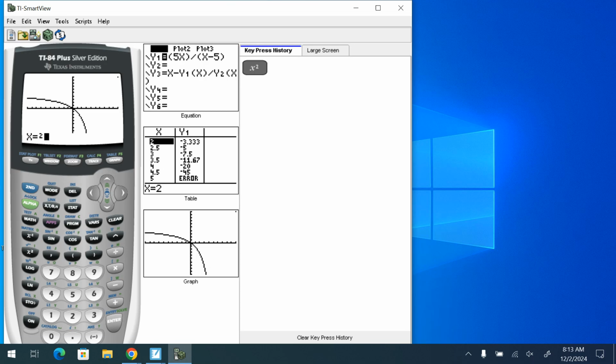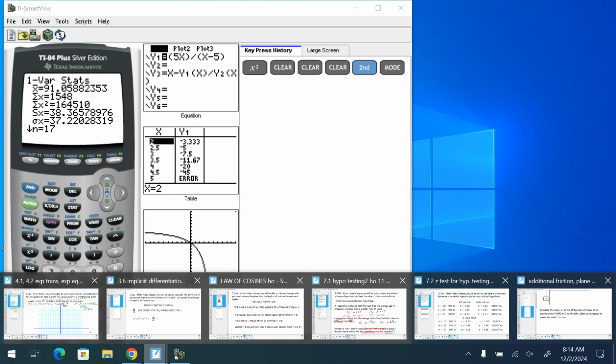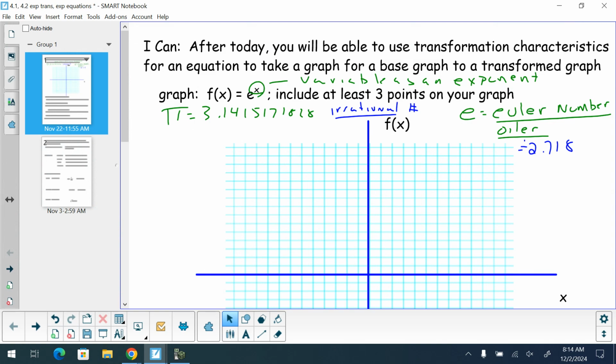So what we want to do is graph our e function. And how we can do this is by putting in values and solving for y. We can just do ordered pairs.